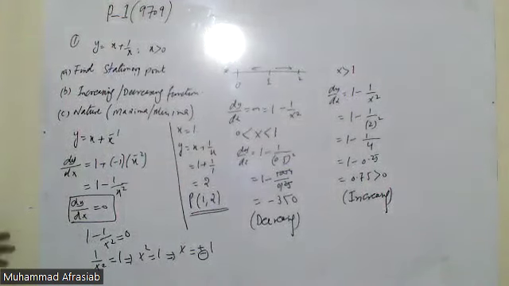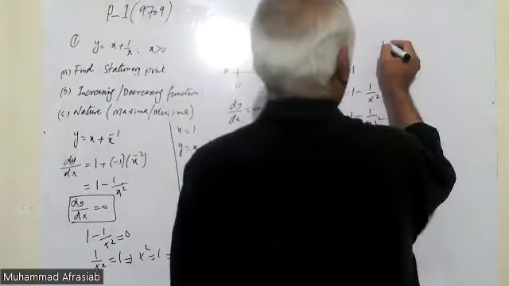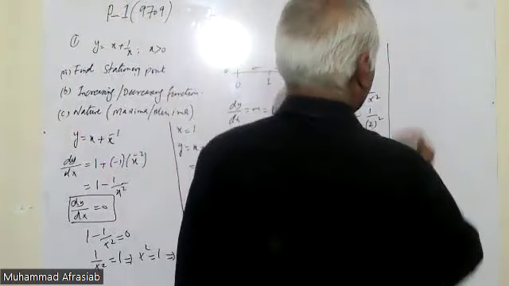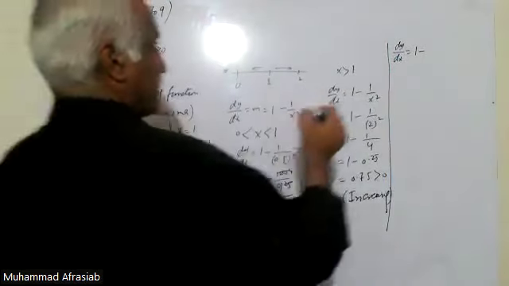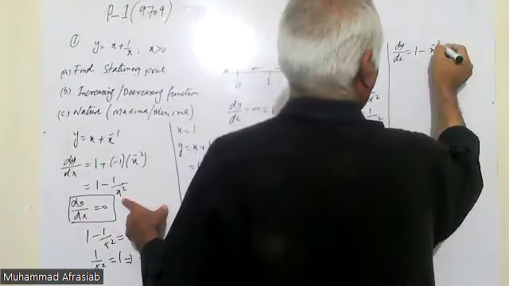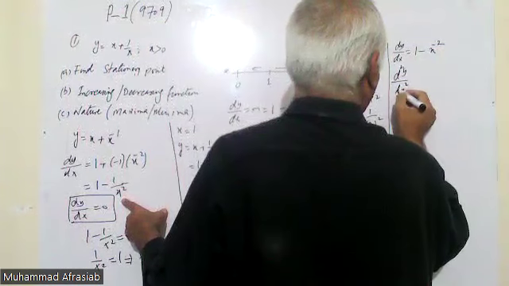Then they are asking about the third point. Find the nature of these points. Nature means what? Maxima or minima. And for this, you are going to find out the second derivative of this function. Since the first derivative is equal to 1 minus 1 over x square, you are going to find out the second derivative, d square y over dx square.